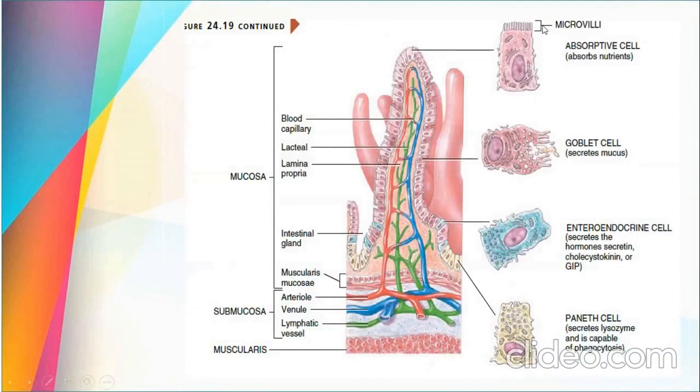Now, microvilli: the absorptive cell absorbs the nutrients, the goblet cell secretes the mucus, and the enteroendocrine cell is responsible for secretion of the hormones secretin, cholecystokinin and GIP. Now the Paneth cell secretes the lysozyme and is capable of phagocytosis of the microbes. Here is the small intestine in total.